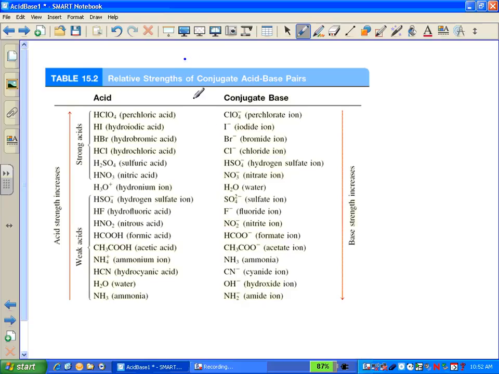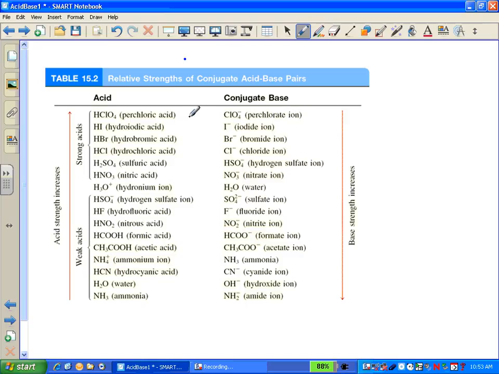This table here shows you the relative strength of the acids and bases. So our strong acids are up here, and as we move away, something like ammonia is a very weak acid. So it's very unlikely to donate a proton. What we've got on the opposite side are the conjugate bases. So this is the perchloric acid, and this is the perchlorate ion, and these are related, connected by one proton. So this is the acid and this is the conjugate base.